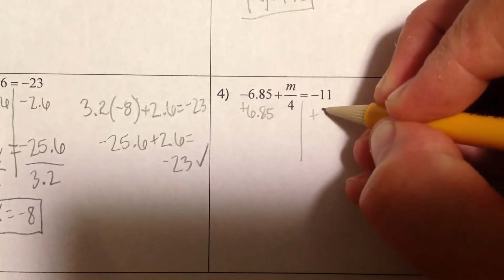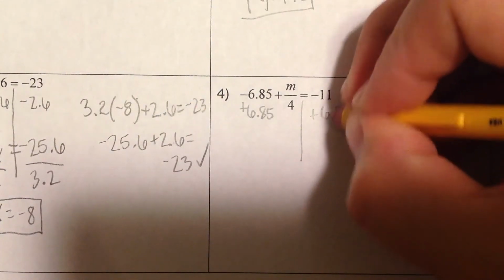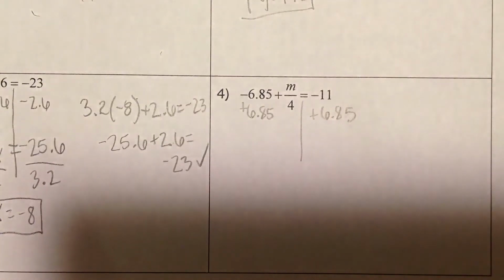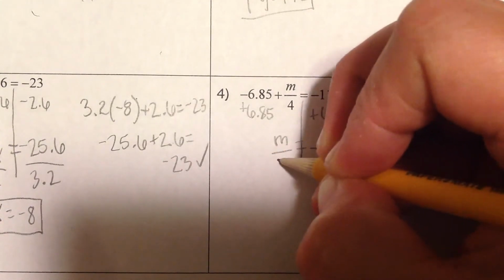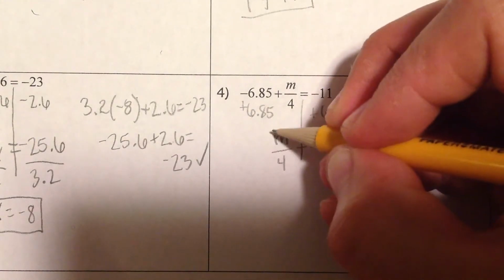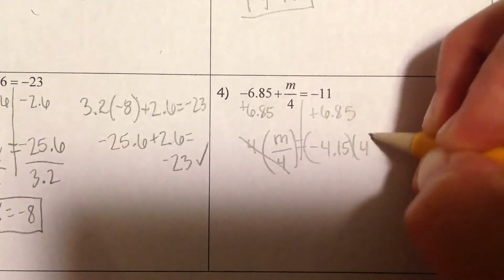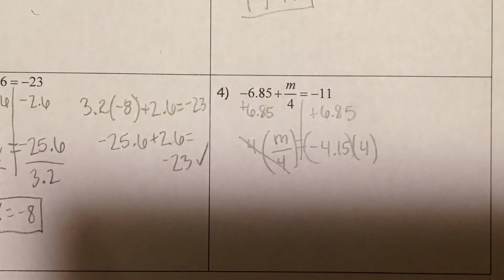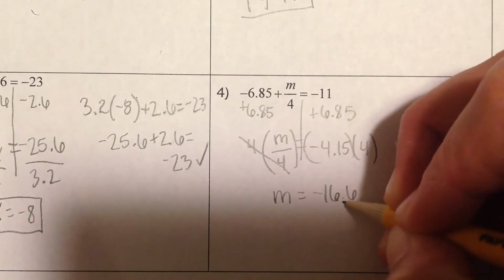And again, on the opposite side, I'm going to also add 6.85. So negative 11 plus 6.85 equals negative 4.15. So some number m divided by 4 equals negative 4.15. The opposite or the inverse operation for division is multiplication. If I multiply both sides by 4, I should have my answer. So my number m equals negative 16.6.